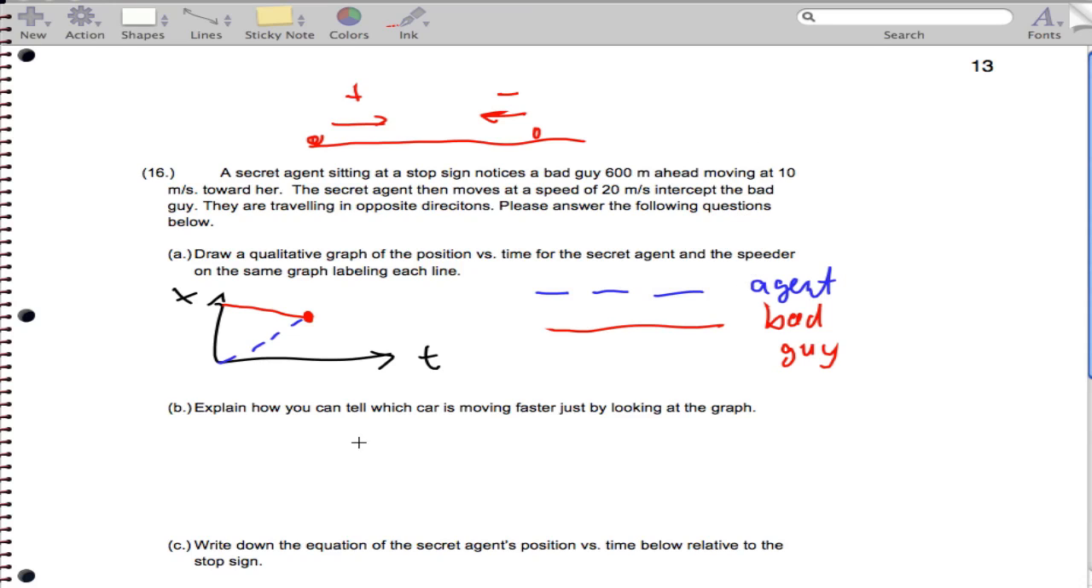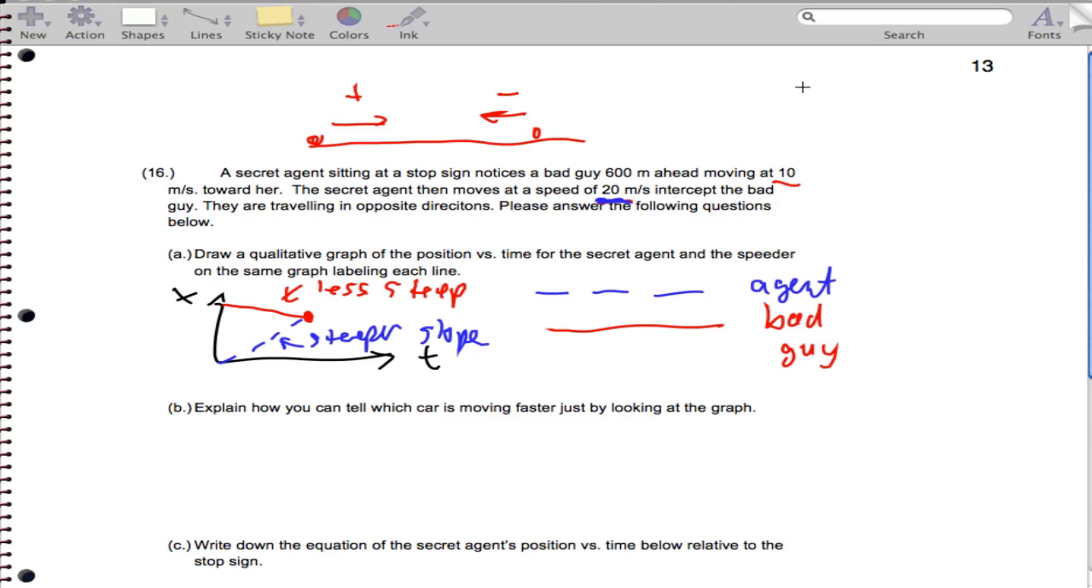And what actually happens is that the secret agent is, in fact, moving. So I actually have this graph wrong because the secret agent is moving. No, I have it right. The agent's moving faster than the bad guy. The secret agent's moving at 20 meters per second, so it should have a steeper slope. And the bad guy should have a less steep slope.